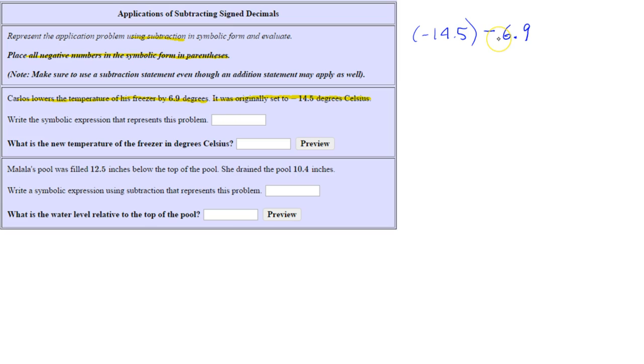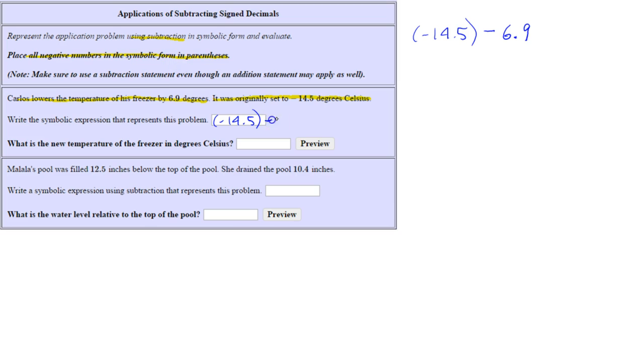And if you did this in the opposite order by accident, you would notice that you would get an answer that didn't make sense. You'd get a positive answer that would say he started at negative 14 degrees, he lowered his freezer, but somehow his freezer was now positive degrees, so that wouldn't make sense. So the great thing about application problems, I know students sometimes find them more difficult, but you can use your knowledge just of these ideas to figure out if your answer makes sense or not. So I highly encourage you to do that. So here's our symbolic expression.